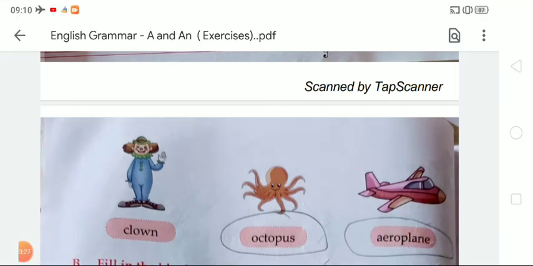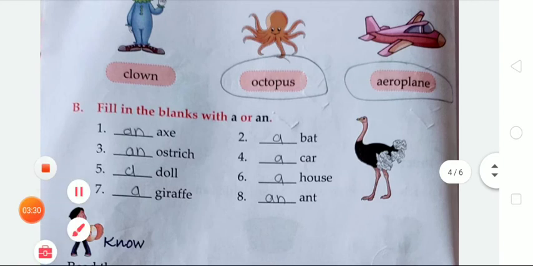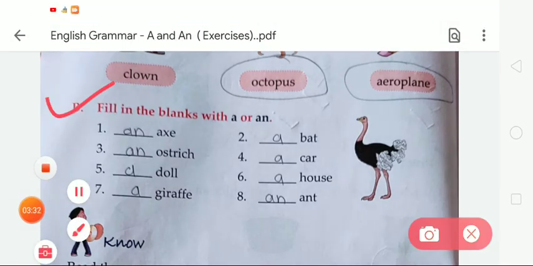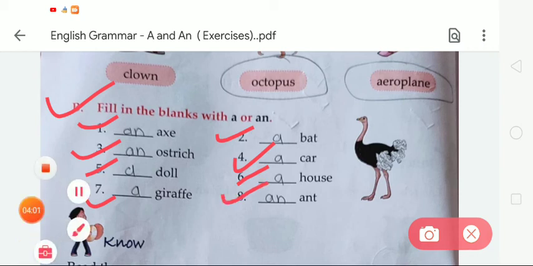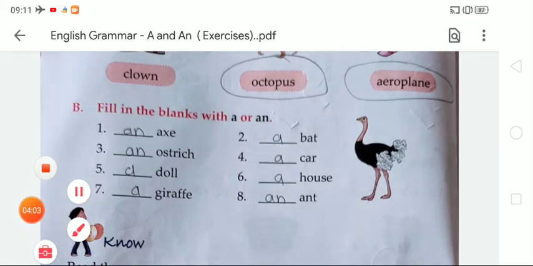Okay. Now the next exercise, what will we do in exercise B? Fill in the blanks with A or An. Again we have to use A or An with the words. So in number first there is an X. So we have to use An with X. In second, bat. So we have to use A with bat. In third there is an ostrich. So we have to use An. In number 4th, car. So we have to use A. In number 5, doll. So we have to use A. In number 6, house. So we have to use A. In number 7, giraffe. So we will use A. Now the number 8 is ant. So we have to use An. Okay, so like this we have to complete exercise A and B.